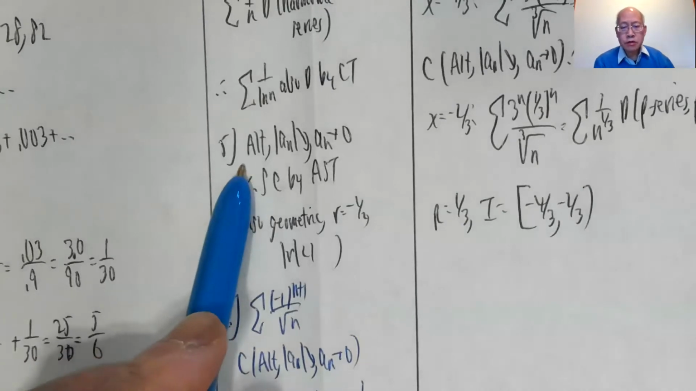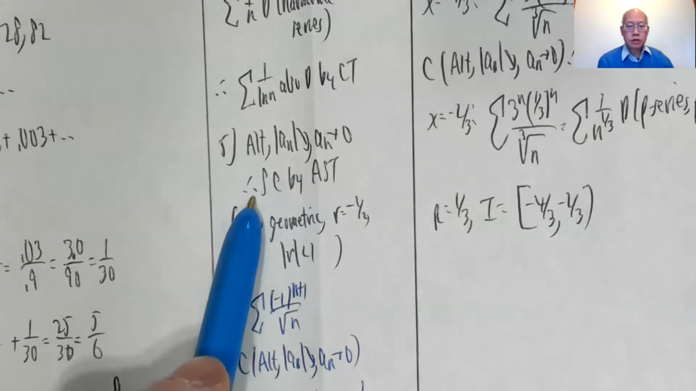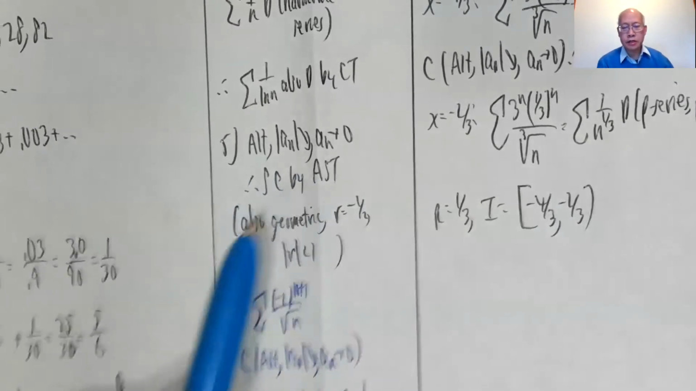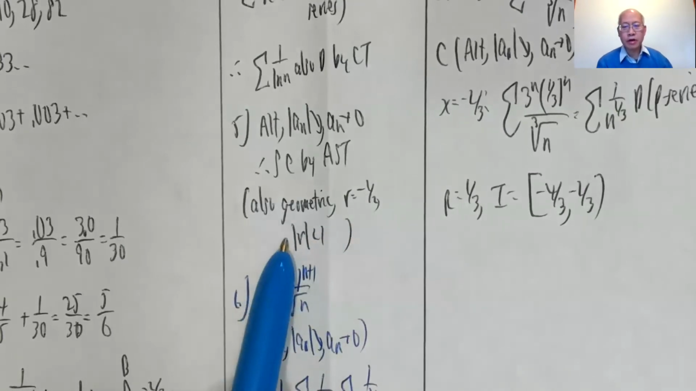Number 5, the series is alternating. The absolute value of a sub n is decreasing. a sub n approaches 0. So the series converges by the alternating series test. You could also say it's a geometric series where r is equal to -1/2, and the absolute value of r is less than 1.